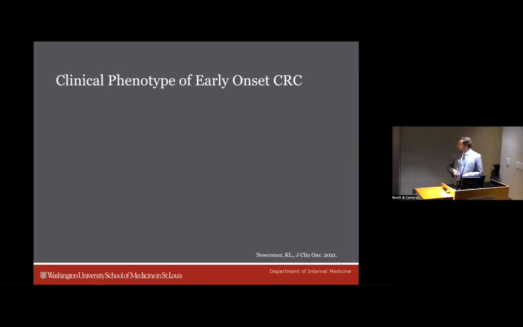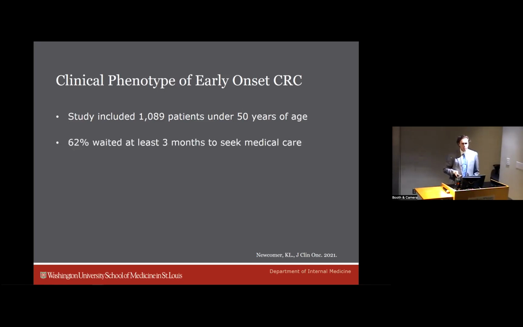And I thought this study from ASCO just this past year highlighted these diagnostic troubles quite well. So the authors surveyed just over 1,000 patients who were under 50 years of age, so that early onset group, and they found 62% of patients waited at least 3 months to seek medical care. And the range on this was 3 months to over 12 with a median of 6 to 7 months. And that's before even trying to get in to see somebody. So you can imagine how a cancer could progress, especially an aggressive one, in that time period.